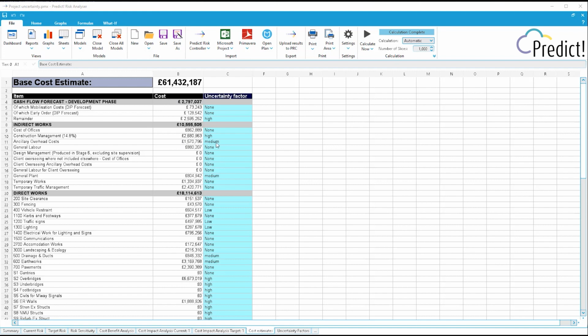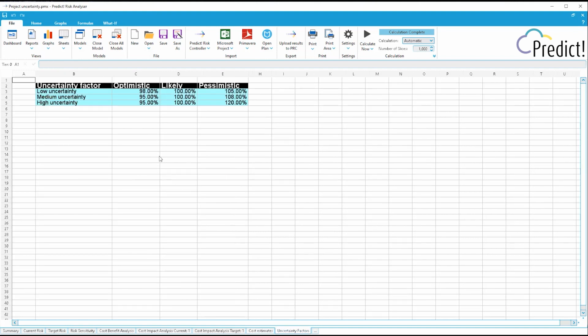I've also added an uncertainty factor against some of these items. In this case, I've got a medium uncertainty, but I've also got either no uncertainty at all, or high or low. Now, if we have a look at these uncertainty factors, we can see that my medium uncertainty says that I could be up to 5% less than my base estimate, or over 8% more. And in my example, that means my overhead costs estimate could be actually a little bit below 1.5 million, all the way up to 1.7 million.